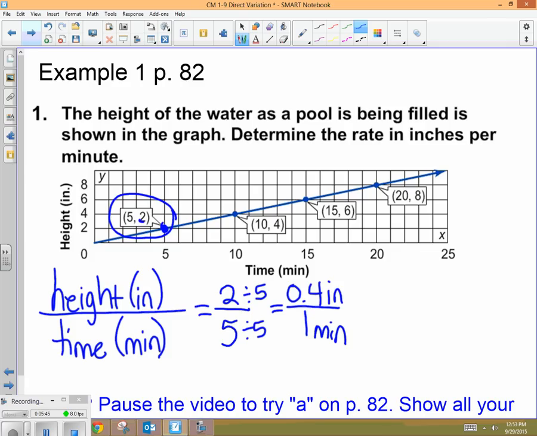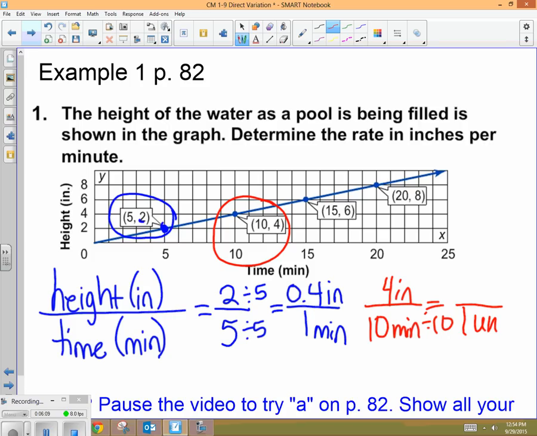Now I'm going to test a second point just to see if it is similar to the constant rate of change. So I'm going to use the point (10, 4). That means 4 inches took 10 minutes. If I reduce this to find the constant rate of change, or the unit rate, I divide the bottom by 10 because I want to get 1 in the denominator.